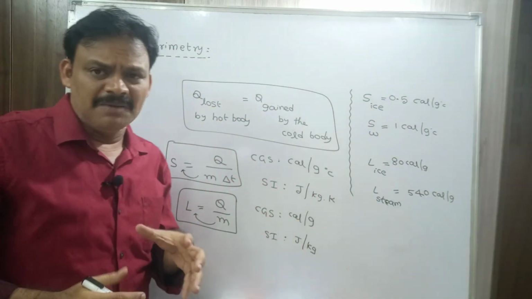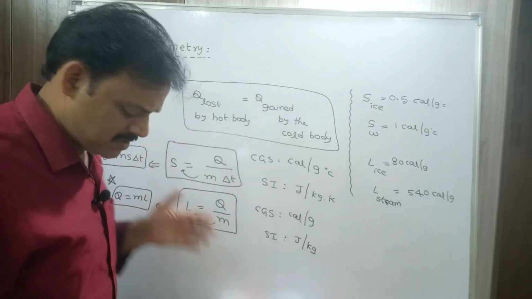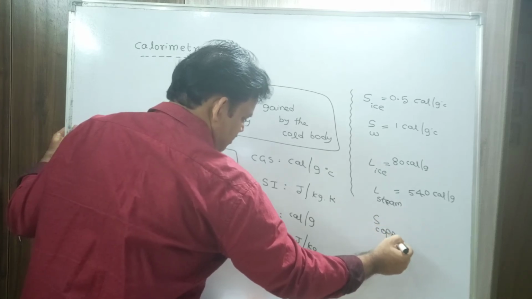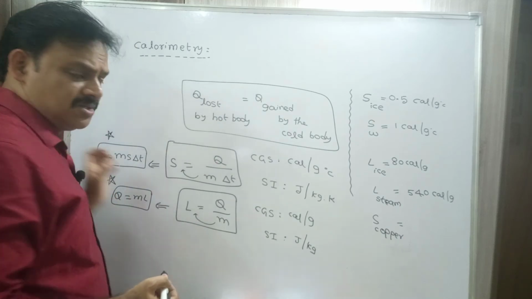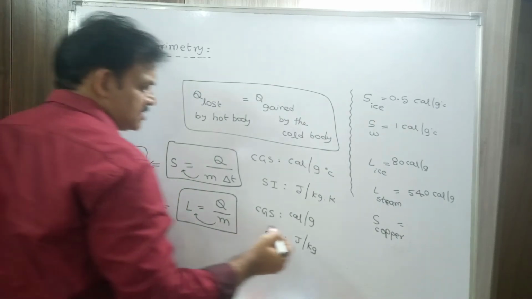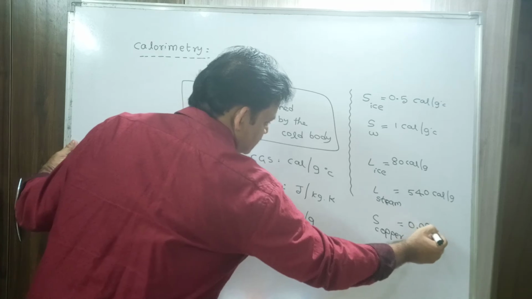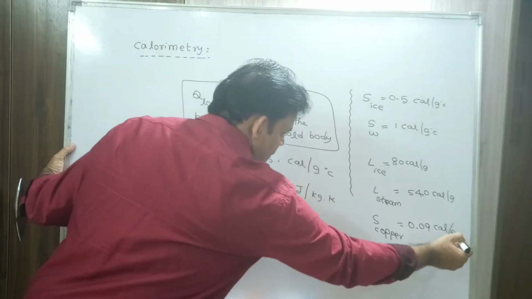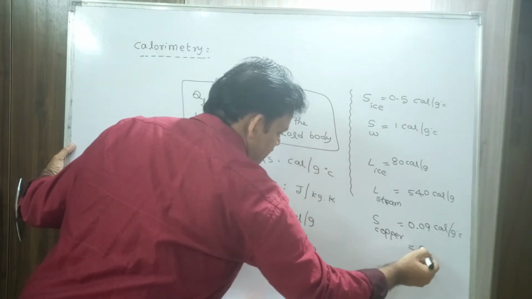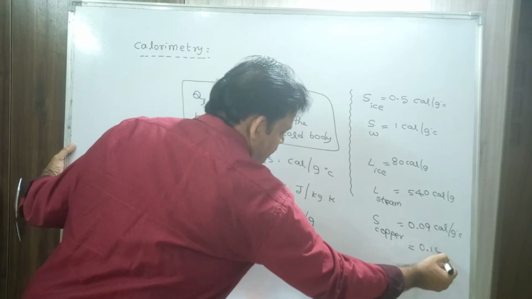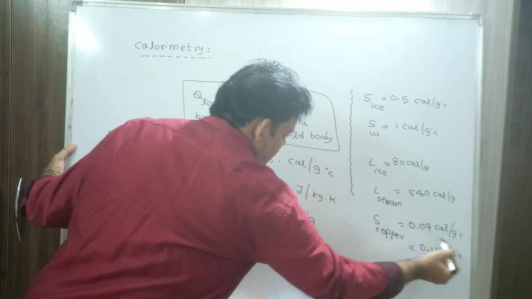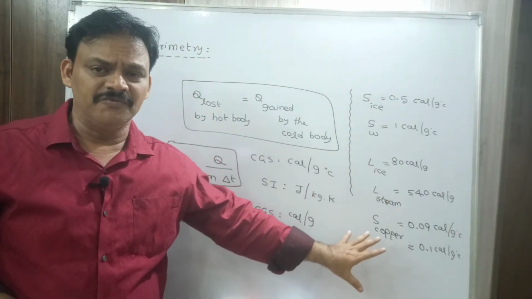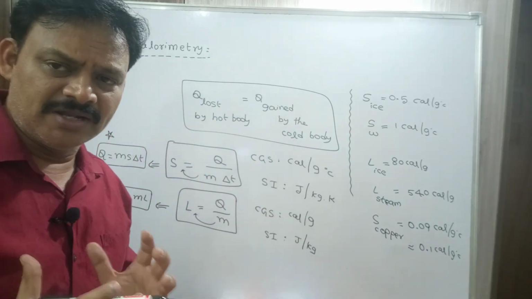Sometimes they will give you a calorimeter. Calorimeter generally means a copper calorimeter. Specific heat of copper: in general, this value will be given in the question itself. Actually its value is 0.09 calories per gram degree Celsius. In some numericals they will give you 0.1 calorie per gram degree Celsius, because 0.09 is very close to 0.1. So these are the things you need to remember before doing problems or numericals of calorimetry.